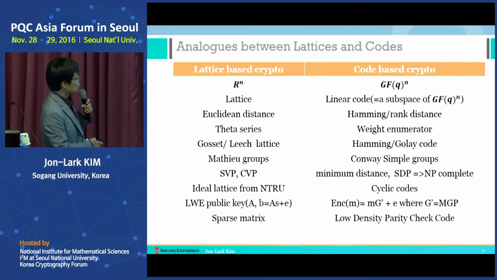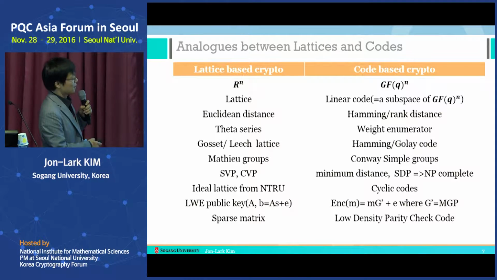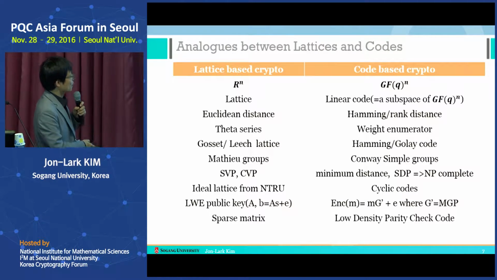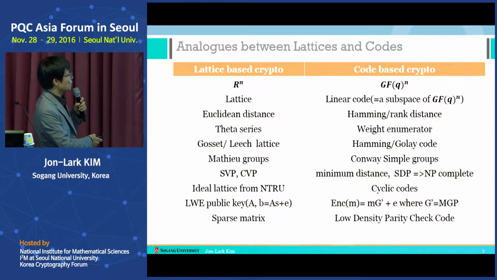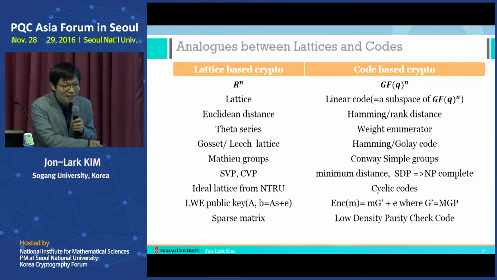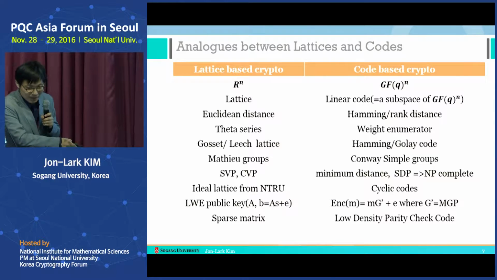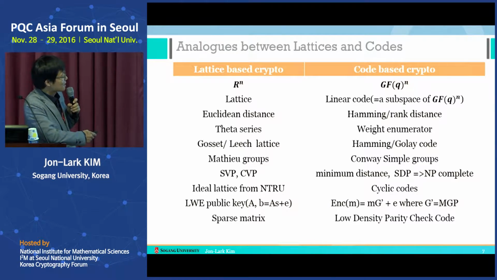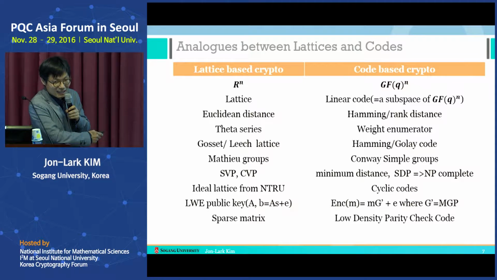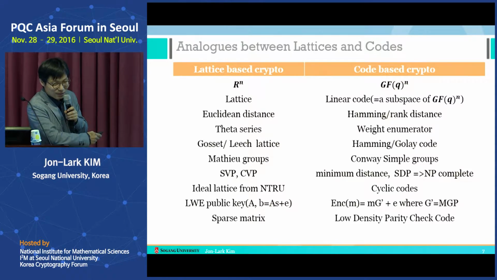From NTRU, we have the concept of ideal lattice, but that corresponds to cyclic codes. And in LWE, public key, yes? I mean, this is the lattice, which is cyclic. Oh, really? I'm sorry. So then this is the ideal lattice. I thought this concept comes from NTRU.